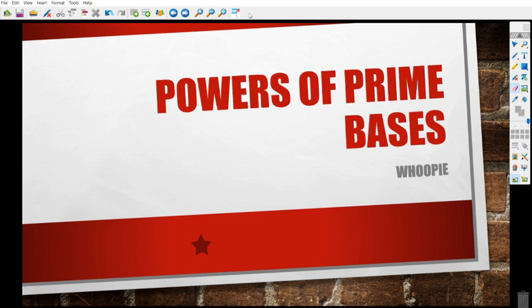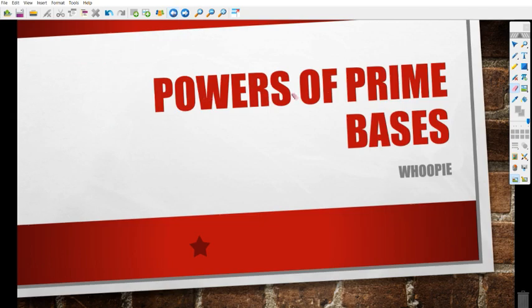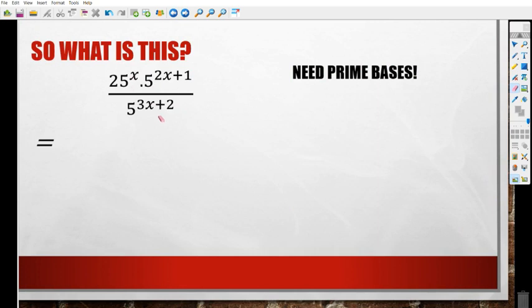So let's look at some examples of what I mean by this. What do I see here? First thing, I need prime bases, because we're busy doing powers of prime bases. So I need to look at all my bases. I've got 25, 5, and 5, and I need to ask myself: do I have prime numbers for all of these bases?